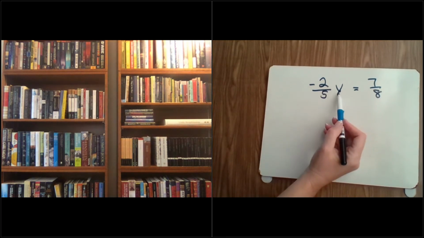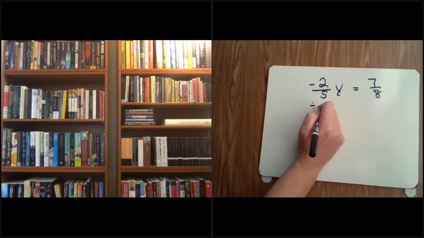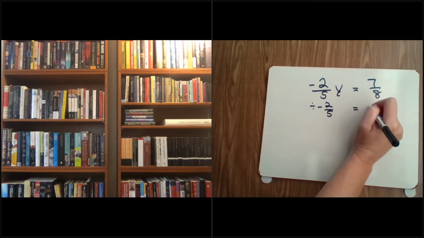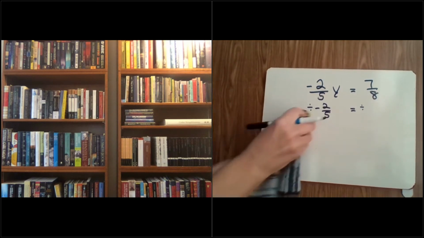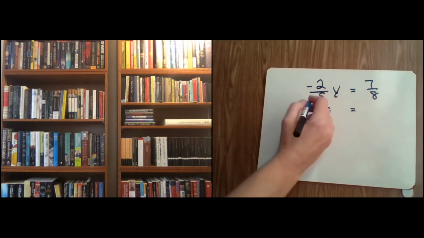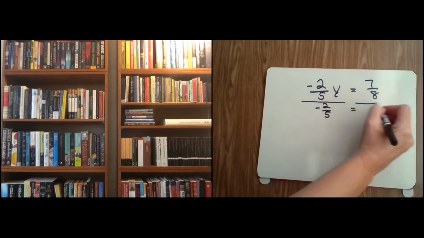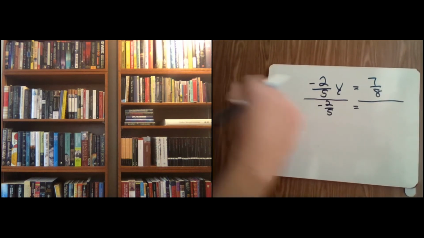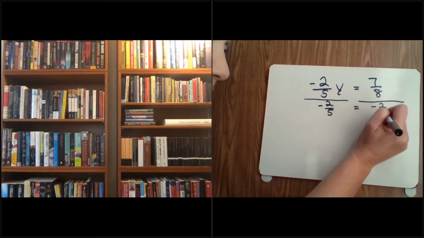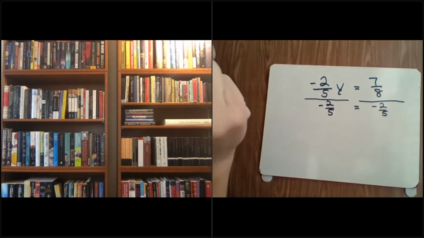So right now I'm multiplying y by -2/5. To undo that, I'm just going to divide by -2/5. If I do it to one side, I need to do it to the other. I'm using the little division symbol that students are typically more familiar with, but I'm going to go ahead and use the fraction line because in algebra, you typically will see division written like that. So I'm going to divide both sides by -2/5.